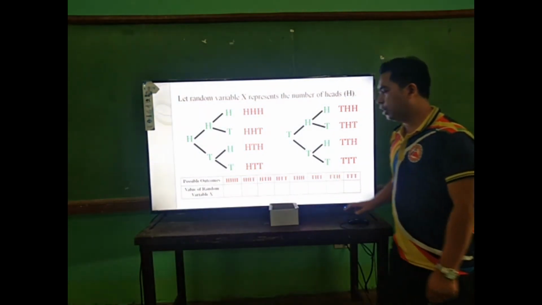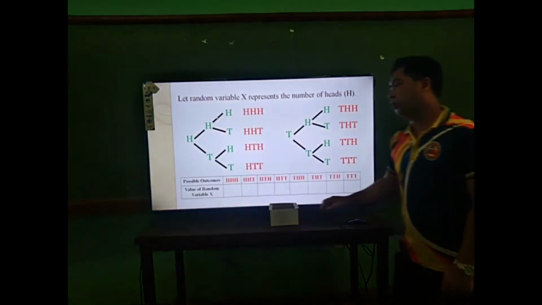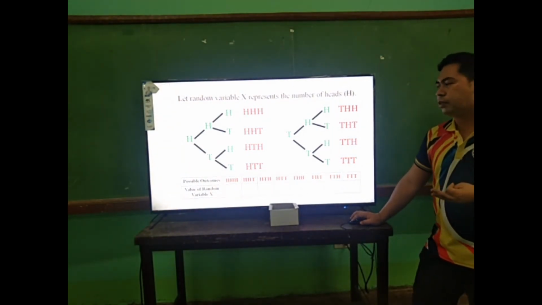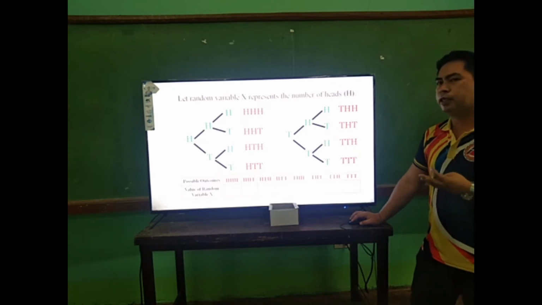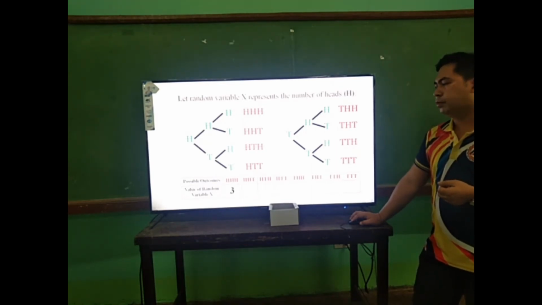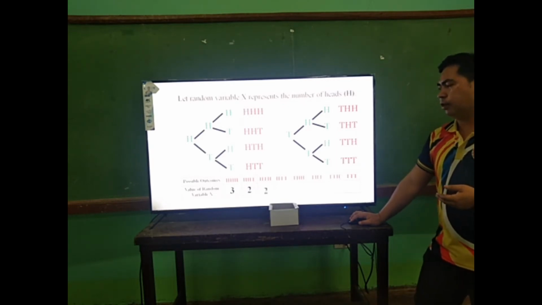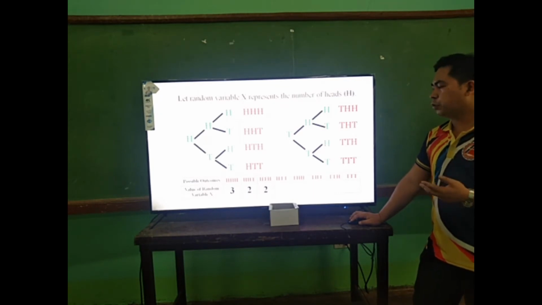So for the first, we have all heads. How many heads do we have? There are 3. So all you have to do is count the number of heads. That is very good. That is 3. For the second, we have head, head, tail. Yes, that is 2. And for the next one, we have head, tail, head. Another 2. So all you have to do is count the number of letter H in a given outcome.